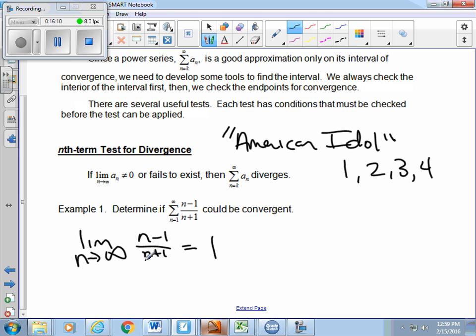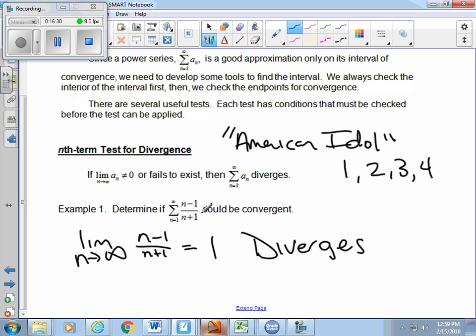Same degree, so we're putting ourselves back in chapter 1. Whoa, that was a flashback a long time ago. Right, they have the same degree, so that limit is 1. It's not 0. What does that mean? Diverges.